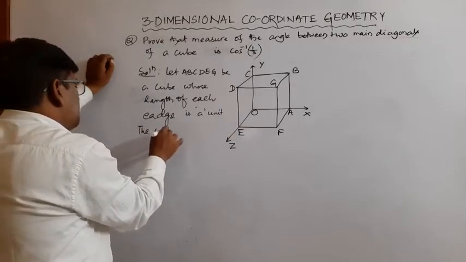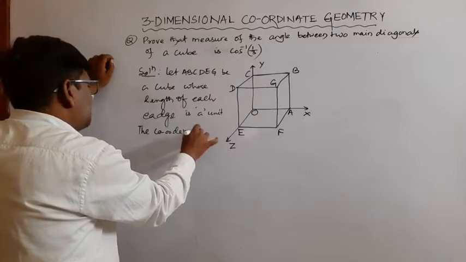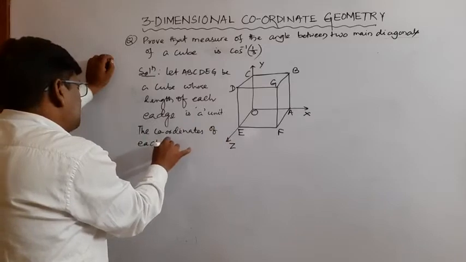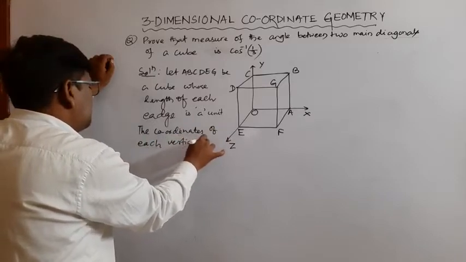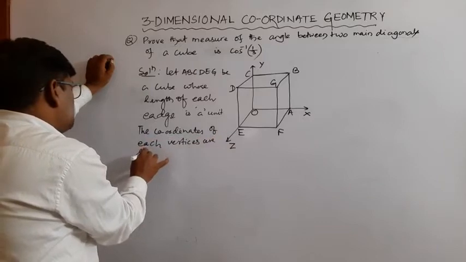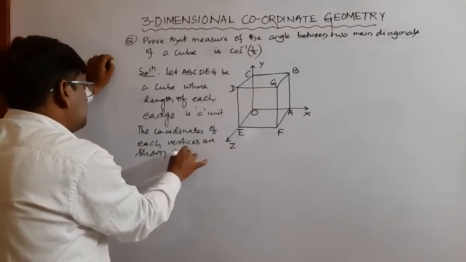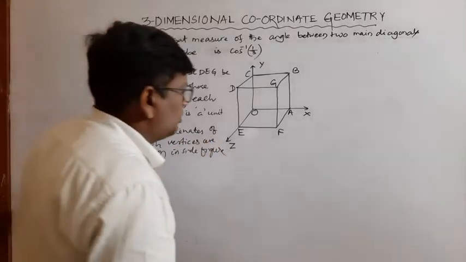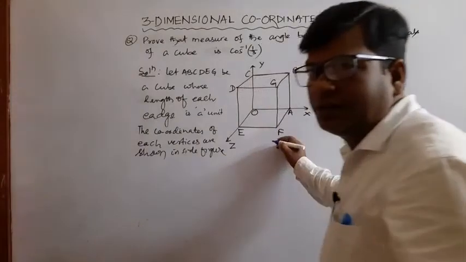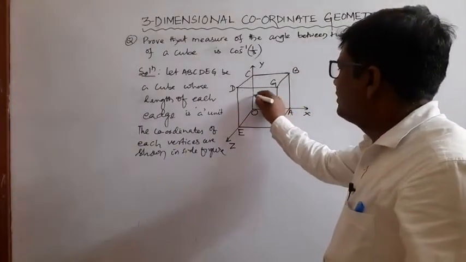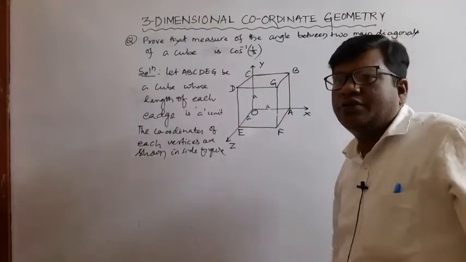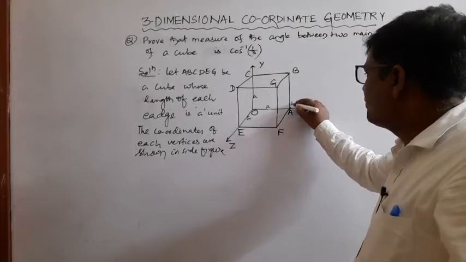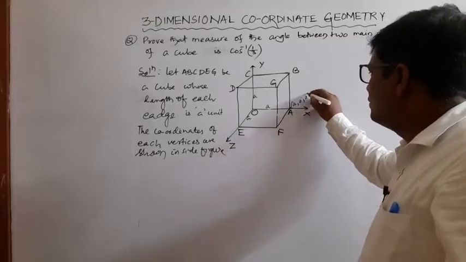of each vertex are shown in the side figure. So this length is a, this length is a, this is also a, and this is also a. On the x-axis, the y coordinate is 0 and the z coordinate is 0. So this point is A(a, 0, 0).